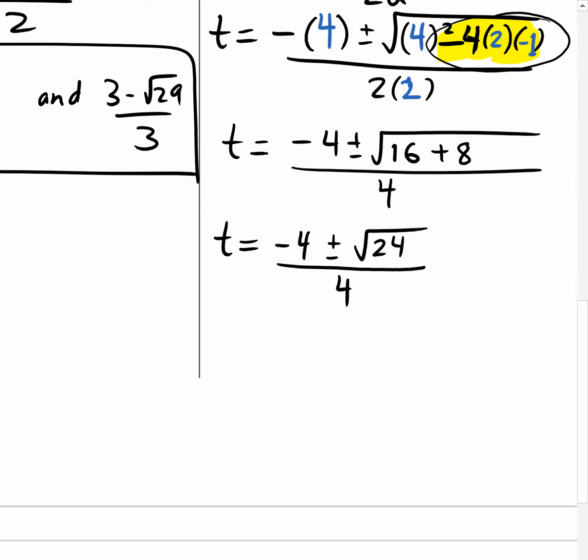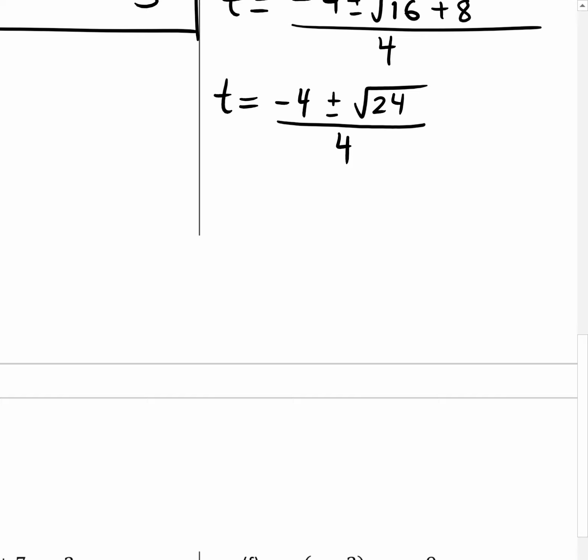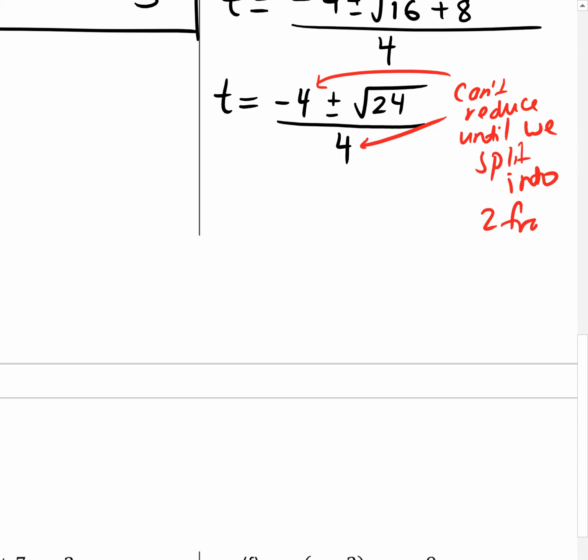over 4. And it's really tempting to reduce those 4s, but this is kind of like in that complex number section. You can't reduce those until you split this into 2 fractions, so be careful. I'm gonna make a little point for that. Can't reduce until we split into 2 fractions. And not only that, I notice I have a square root of 24, which can be simplified a little bit. And the square root of 24 is 2 square root of 6, if you use the methods from the previous chapter to simplify that guy.